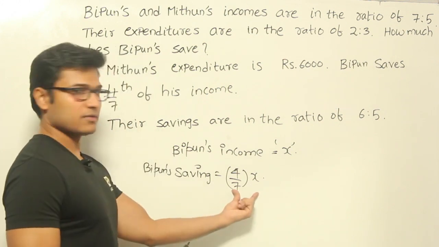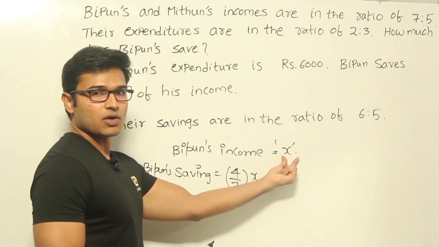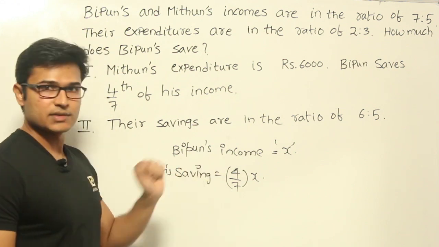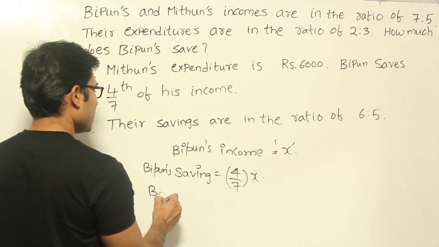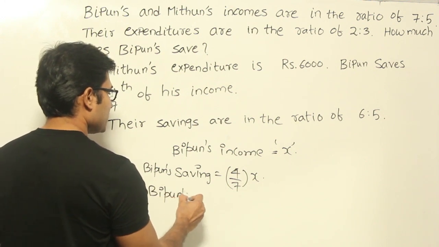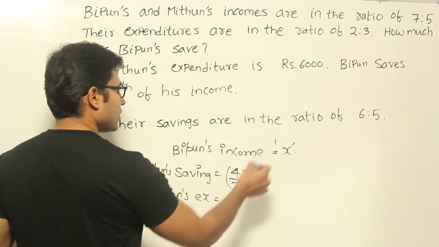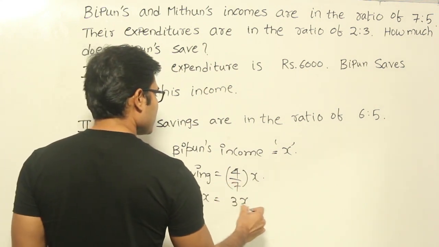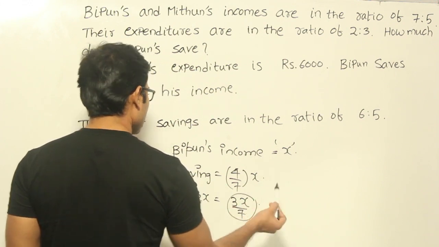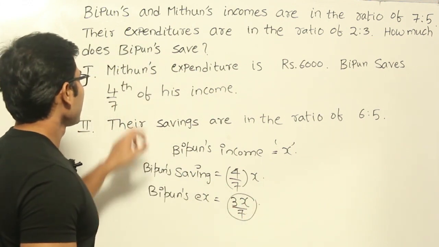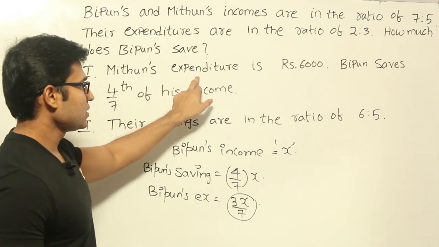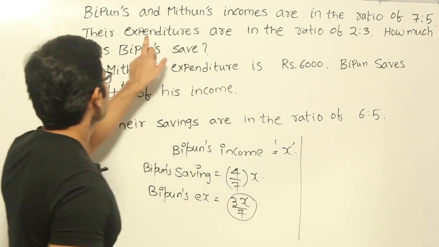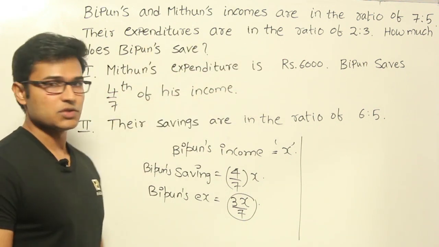If this is the saving and if this is the income, what could be his expenditure? As you know, expenditure is nothing but income minus saving, therefore Bipin's expenditure is equal to X minus 4/7 into X, so you are going to get 3x/7. So this is the expenditure of Bipin. Now he is saying that Mithun's expenditure is 6,000 rupees. Also, in the question they have given that their expenditures are in the ratio of 2:3.